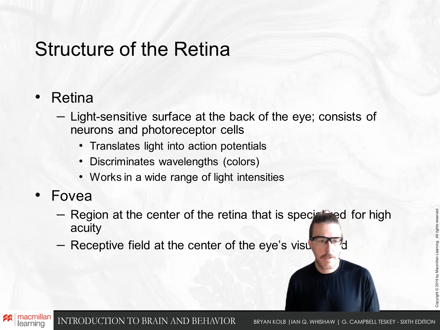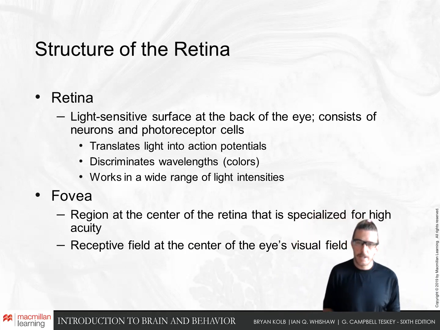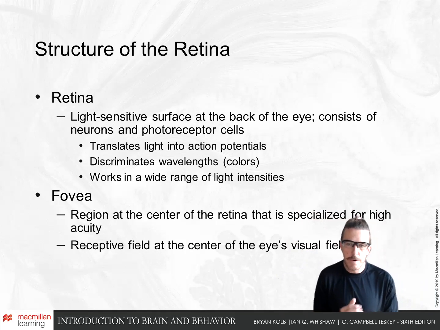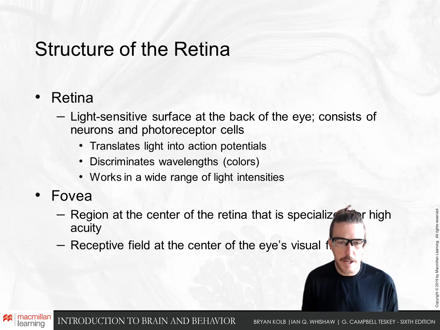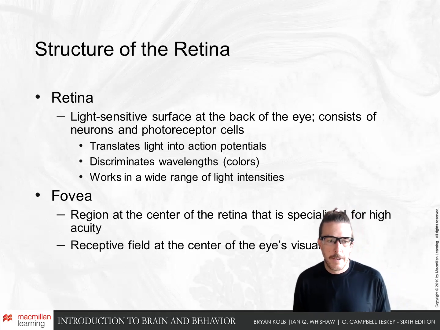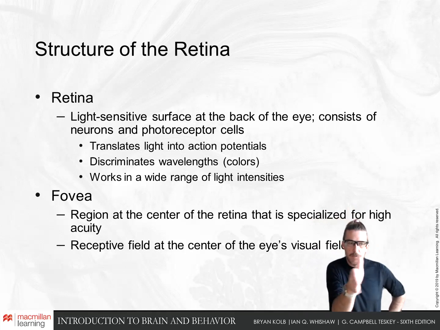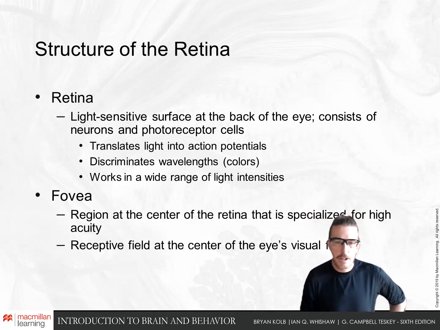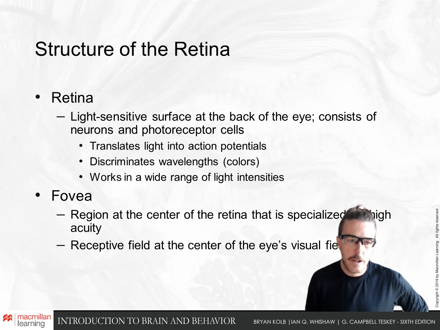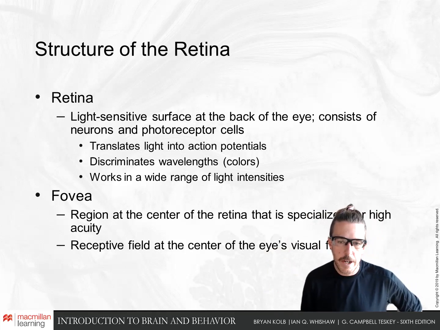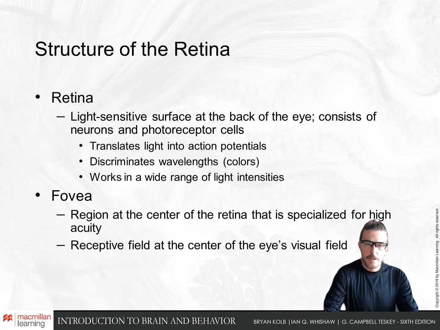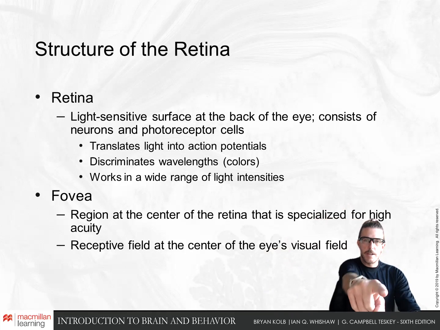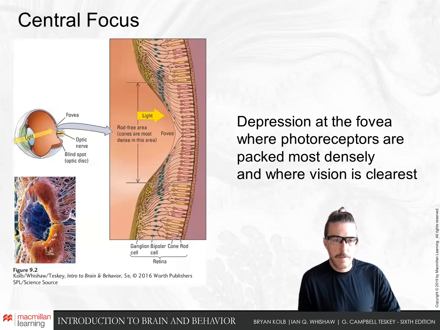The fovea, as we've seen, is a region at the very center of the retina that's specialized for high acuity vision. When we need to read, we need to very finely tell apart small details in our visual field. And so we need to use our fovea, and to do so, we need to move our eyes around the page because we can't read in our peripheral vision, because it has a much lower density of these cones. And the receptive field of the fovea is right where you're looking.